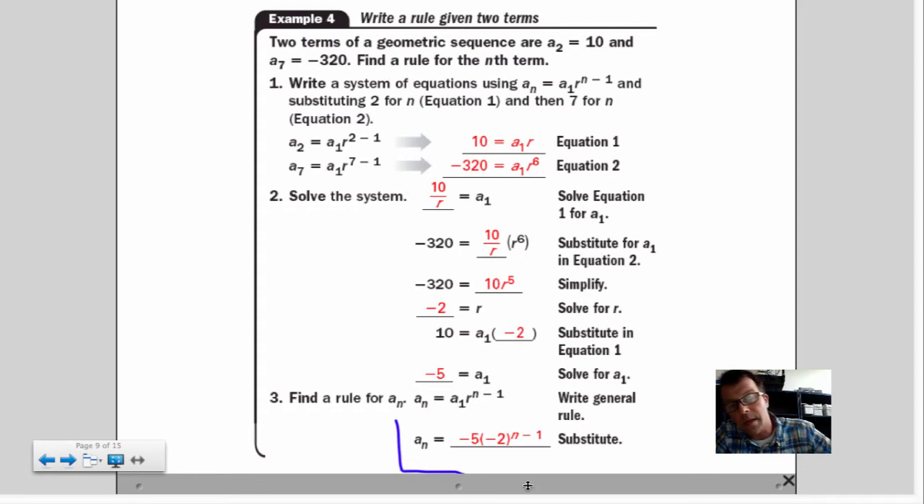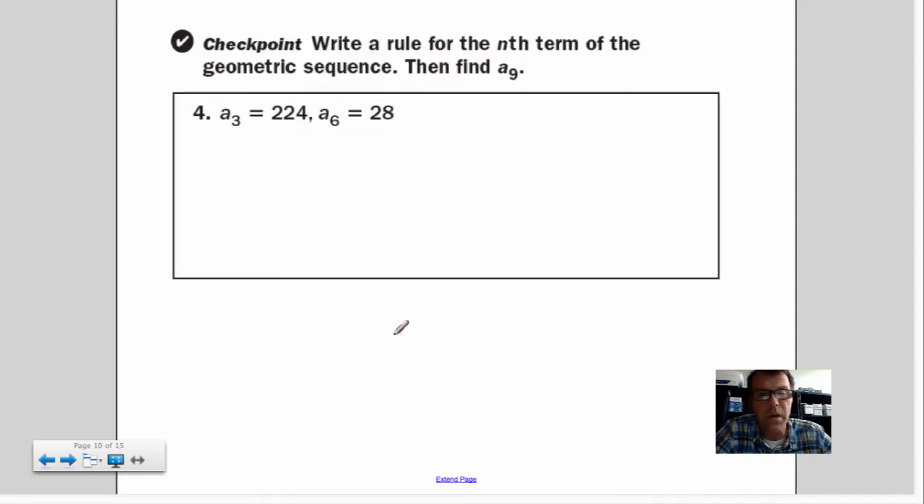They presented it. A lot of work to figure out the rule given 2 terms that are not the first term, and you're not given the ratio. So again, nice system. We'll practice this in class tomorrow. Or we could practice right now.